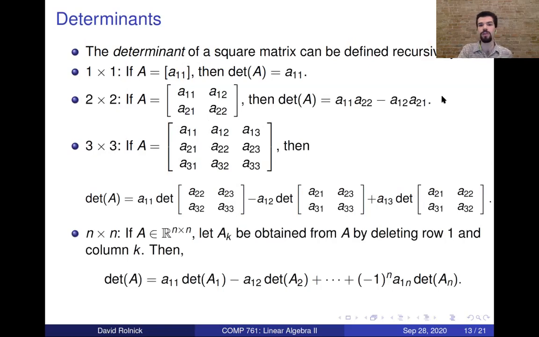For an n by n matrix, you can define it recursively or inductively, if you like, by letting A sub k be the matrix where you delete row 1 and column k. Then the determinant of A is going to be A11 times the determinant of A1, if you killed row 1 and column 1, minus A12 times the determinant of A2, plus, minus, and so on, until you get to plus or minus A1n times the determinant of An, which is what happened if you killed row 1 and column n. Are there questions about this definition?